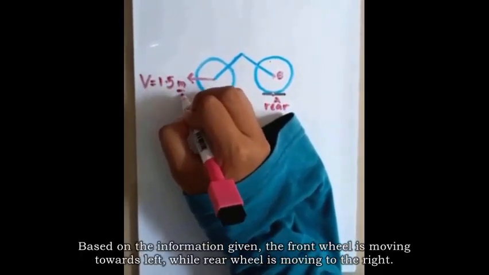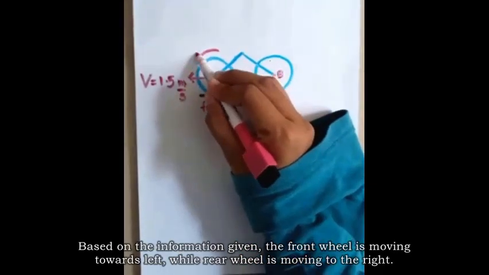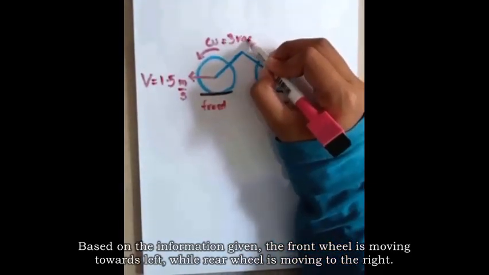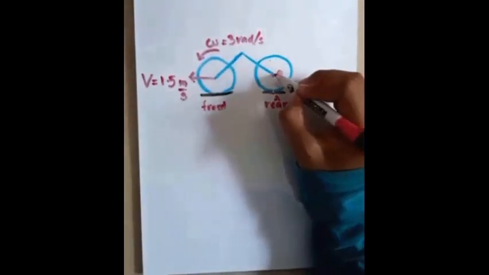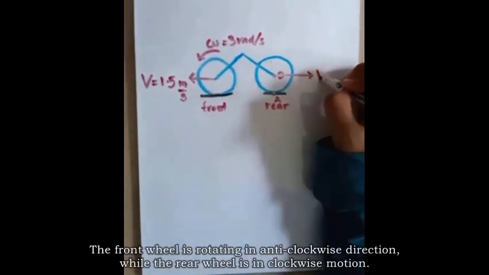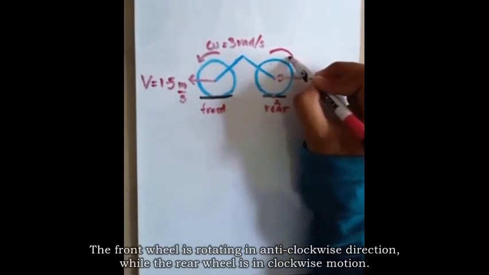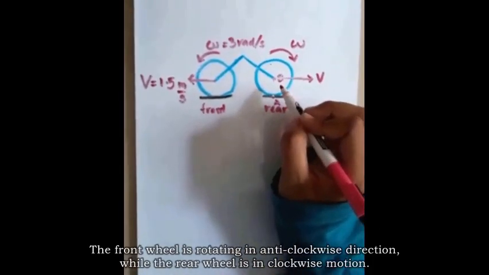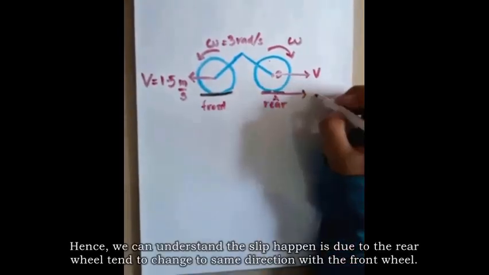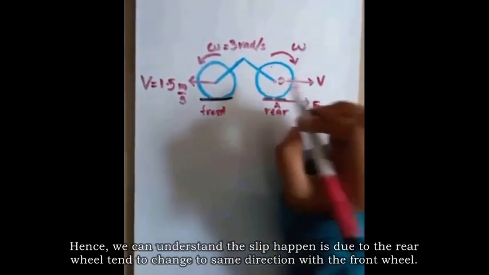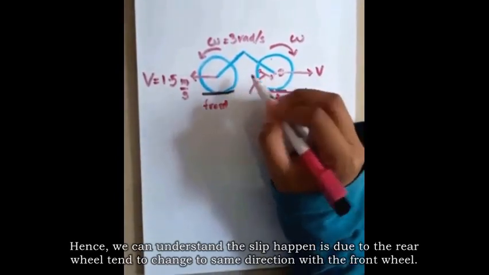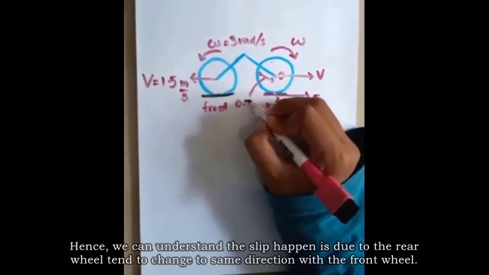Based on the information given, the front wheel is moving towards left, while the rear wheel is moving to the right. The front wheel is rotating in anti-clockwise direction, while the rear wheel is in clockwise direction. Hence, we can understand that the slip happens because the rear wheel tends to change to the same direction as the front wheel.